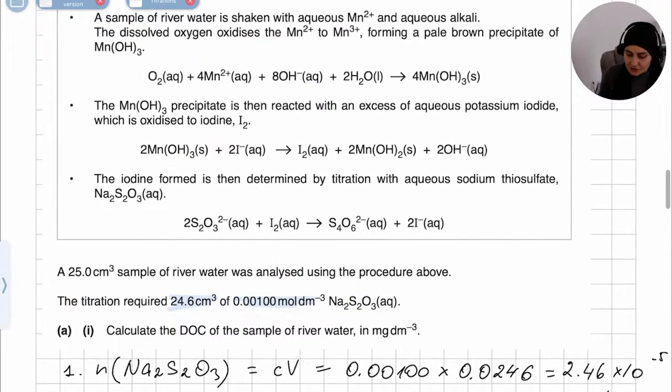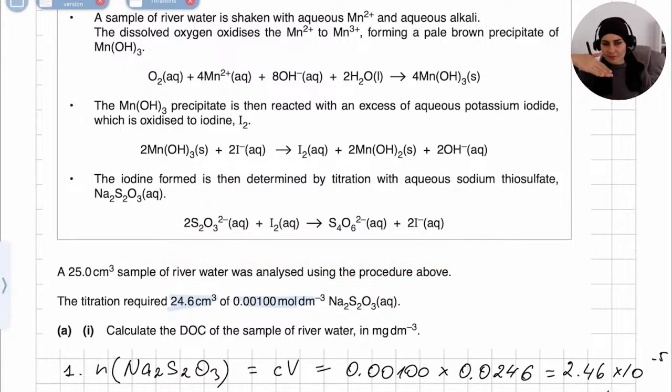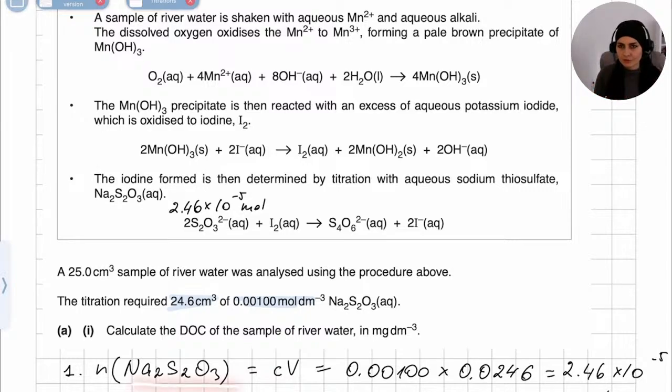And again, in these questions, you start from the end, because the final equation is the titration, so you're working from the bottom towards the top equation where you have the oxygen which you need to find. So what do we know? Now we know that we have 2.46 times 10 to the minus 5 moles of S2O3 2 minus. You do understand that when you dissolve Na2S2O3, sodium plus is released, and so in aqueous solution you would have S2O3 2 minus. It's the same.